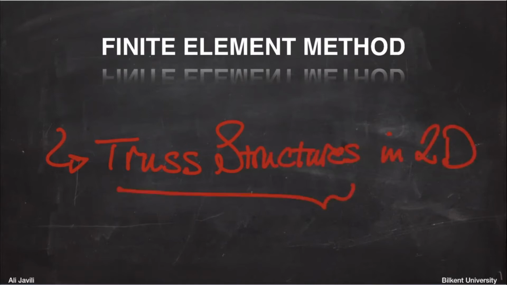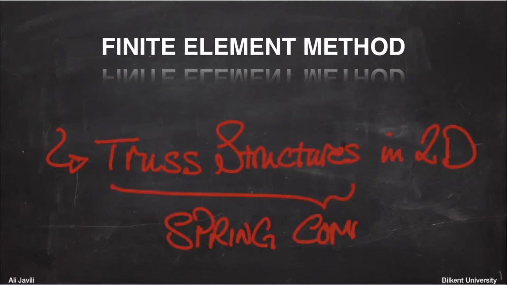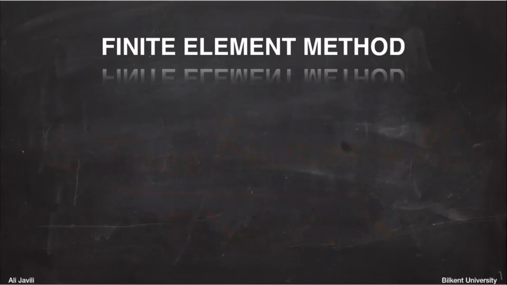Now, again, a truss member is similar to a spring, and then you can maybe think of this as spring combinations in 2D. And that truss member or spring itself is a one-dimensional element. So it's still not a two-dimensional finite element, it's a one-dimensional element in two-dimensional space.